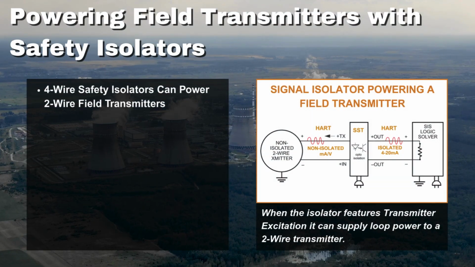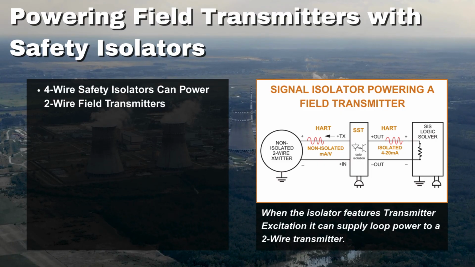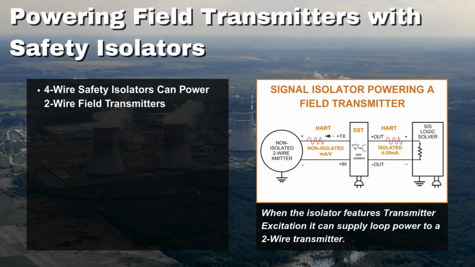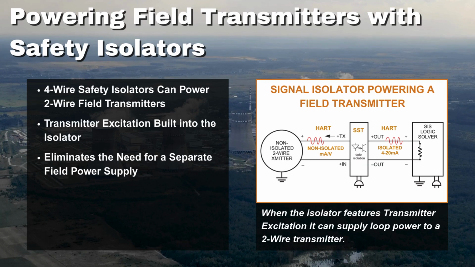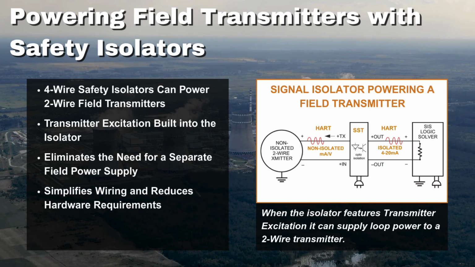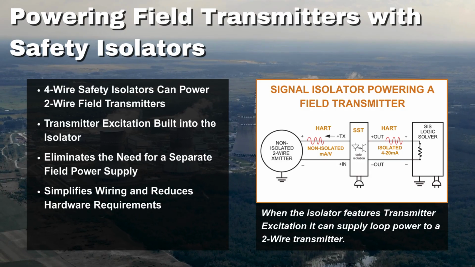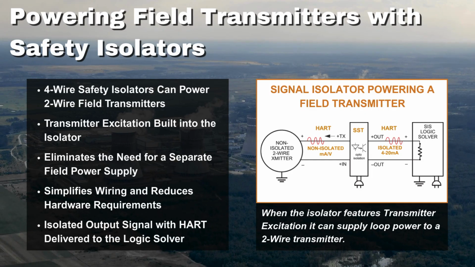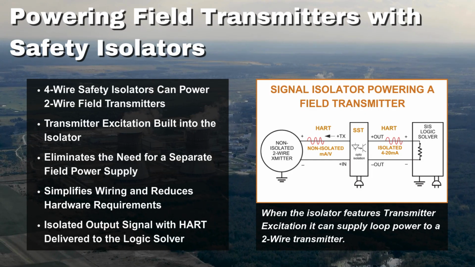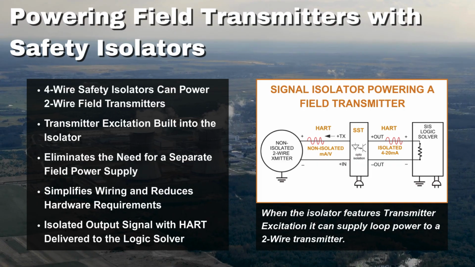Functional safety isolators can also serve as the power source for 2-wire field transmitters, adding another layer of utility in critical installations. When the isolator features transmitter excitation, it supplies loop power directly to the transmitter, eliminating the need for a separate power supply in the field. This simplifies wiring, reduces hardware requirements, and keeps the overall loop design clean and maintainable. At the same time, the isolator continues to deliver a fully isolated output signal to the safety logic solver, ensuring the safety function is preserved while the transmitter is powered and operating normally.